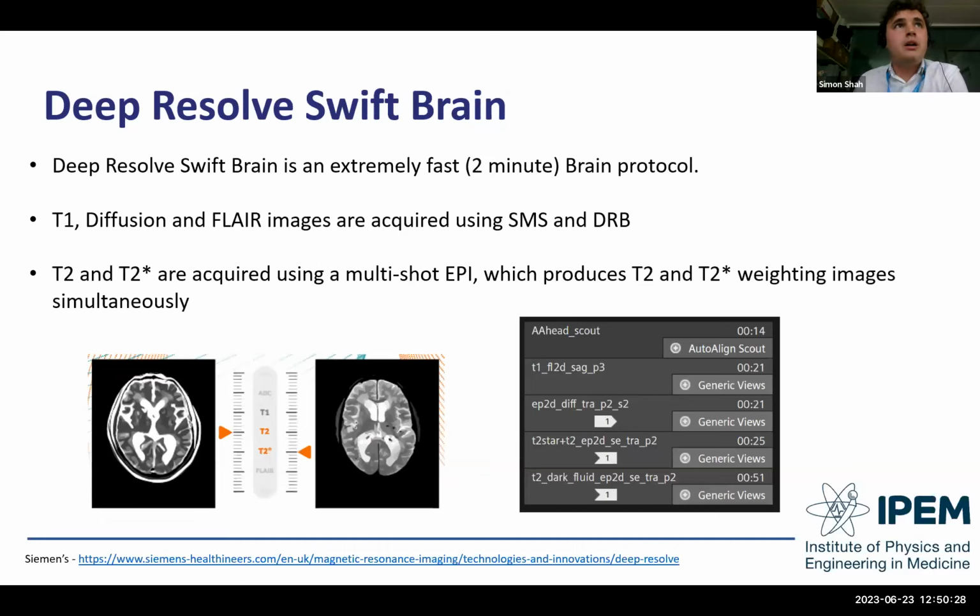And then finally, Deep Resolve Swift Brain. So Deep Resolve Swift Brain is an extremely fast brain protocol, which takes about 2 minutes to acquire. And it picks out all the important sequences, T1, diffusion, FLAIR images. And these are acquired with simultaneous multi-slice and Deep Resolve Boost applied. And they also have a multi-shot EPI sequence where you can get T1 and T2 star images out at the same time simultaneously.